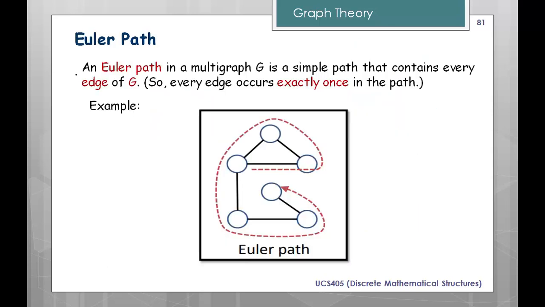Next, again, the definition of Euler path: in a multigraph G, it's a simple path that contains every edge of G. So every edge occurs exactly once in the path. See the example here. This is the Euler path. You can see it here.